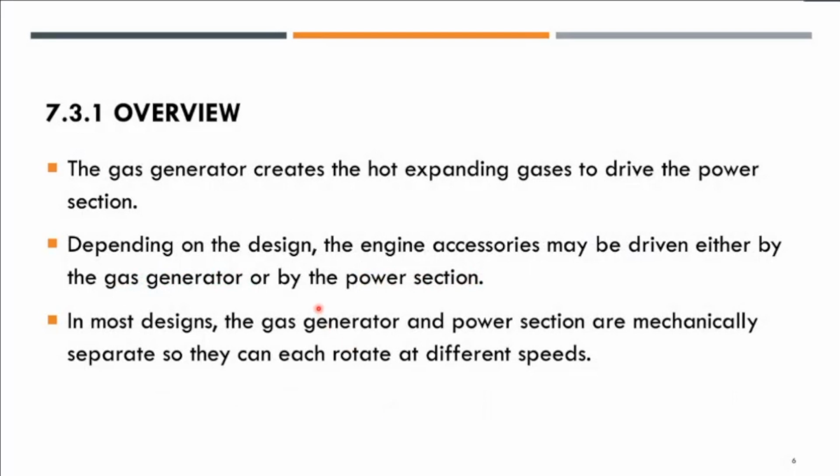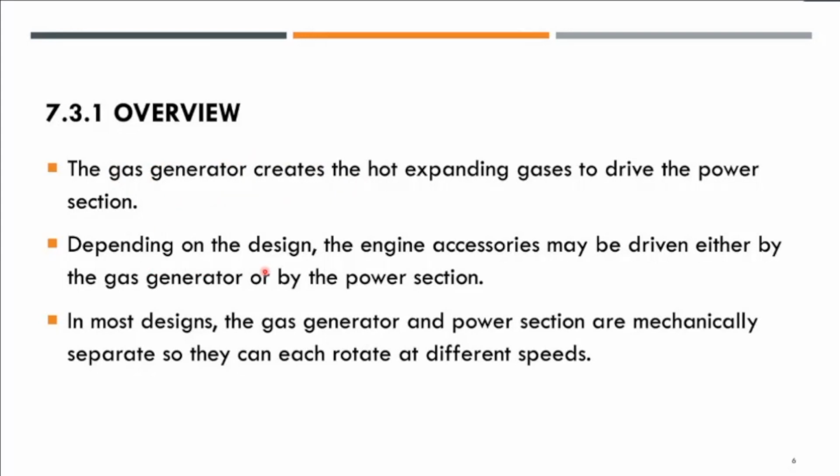The gas generator creates the hot expanding gases to drive the power section. So basically, the power section does not produce its own energy to turn the turbine and produce the shaft power. It gets the energy from the gas generator.